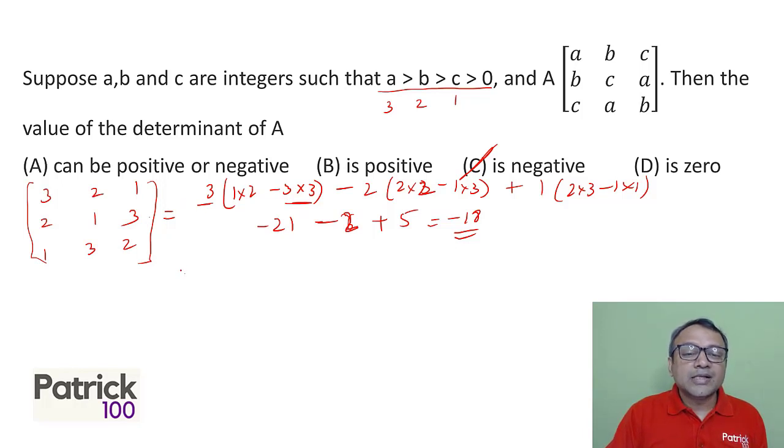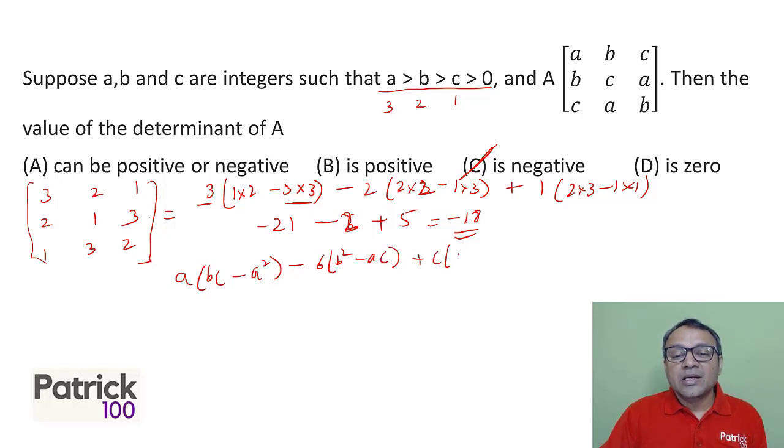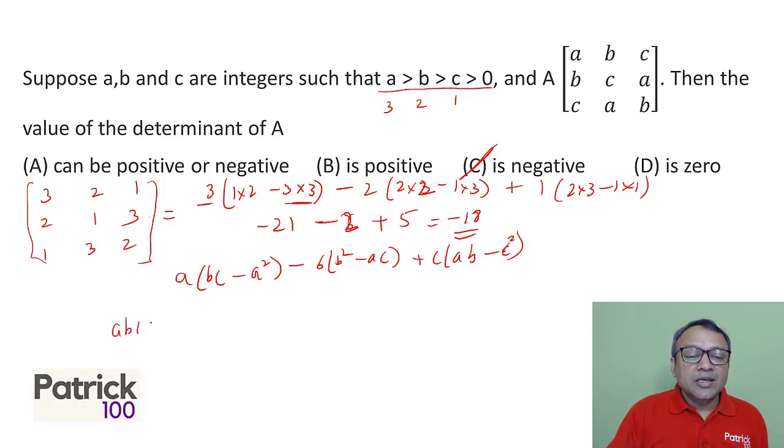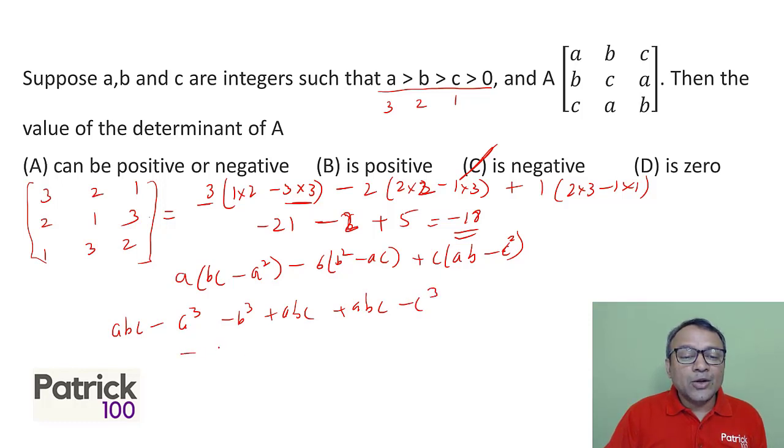I mean, put 3 as a, b, c: a into (b c minus a square) minus b into (b square minus a c) plus c into (a b minus c square). If you expand this, what do you get? abc minus a cube minus b cube plus abc plus abc minus c cube. So you can put negative outside, and it becomes a cube plus b cube plus c cube minus 3abc.